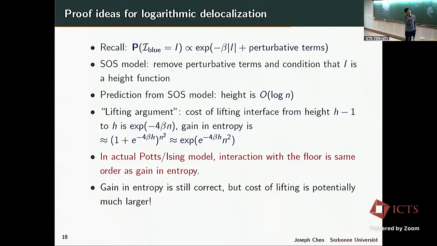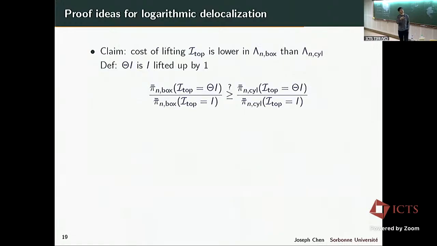So our goal is to show that this cost of lifting up is not actually going to kill us. We will do this by showing that the cost of this lifting map is lower in this box setting, where you interact with the floor, than it is in the cylinder setting where there's no floor to interact with. And so it really will just be e to the minus 4 beta. So that's captured by this inequality.